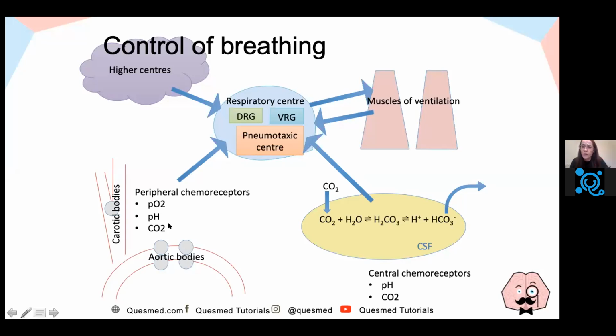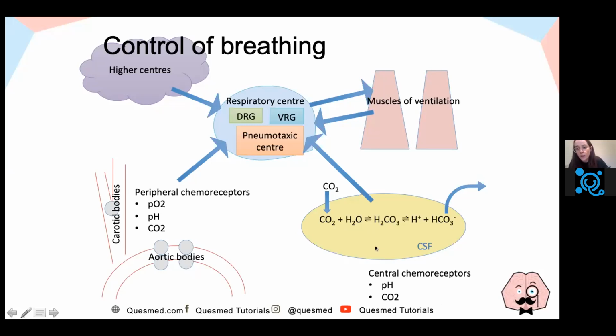The peripheral chemoreceptors only do a small amount of the control of breathing, and the vast majority of it is done by the central chemoreceptors. So what happens when the central chemoreceptors are working? Carbon dioxide dissolves across the dura and into the CSF. Carbon dioxide is a non-polar molecule, so it can cross the blood-brain barrier easily.